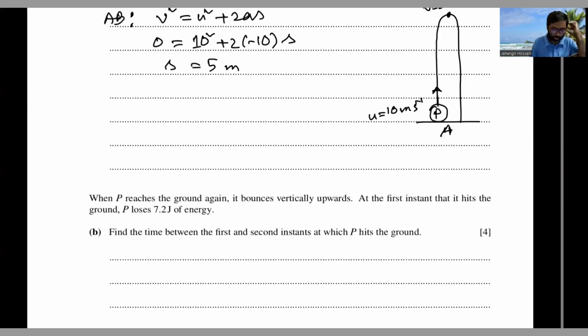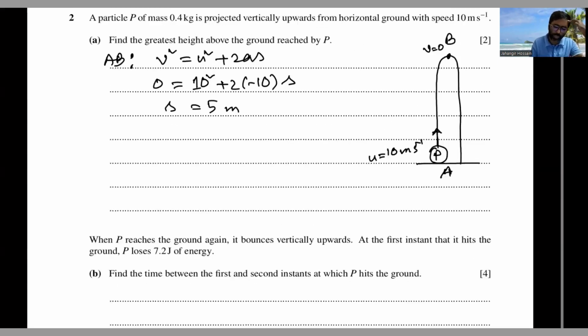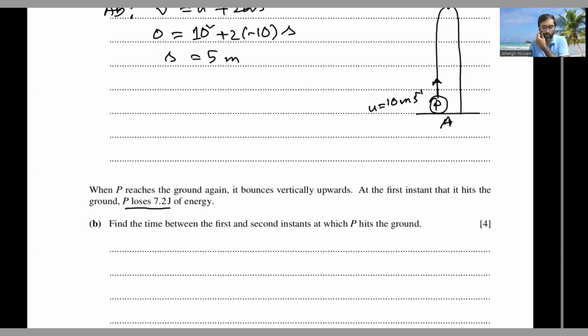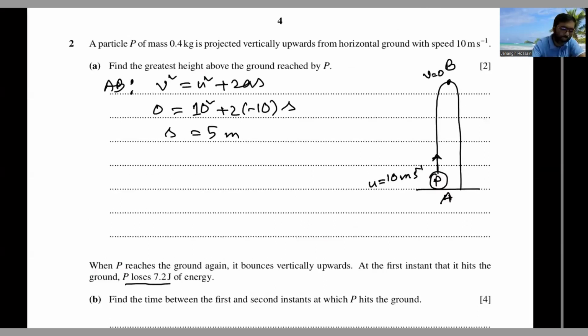Now, in the second part, when P reaches the ground again, it bounces vertically upward. At the first instant it hits the ground, P loses 7.2 joules of its energy. Find the time between the first and the second instant at which P hits the ground. So the first time P hits the ground, it hits with 10 meters per second, because initially it was projected with 10 meters per second.